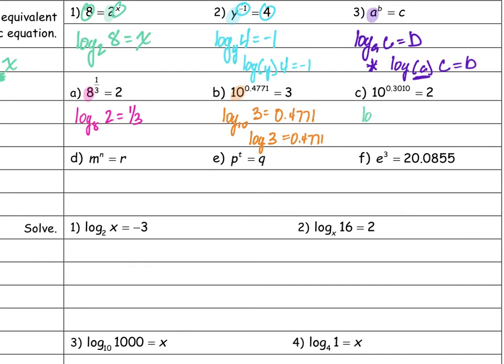So this would be log base 10 of 2 equals 0.3010. Then we have log base m of r equals n.